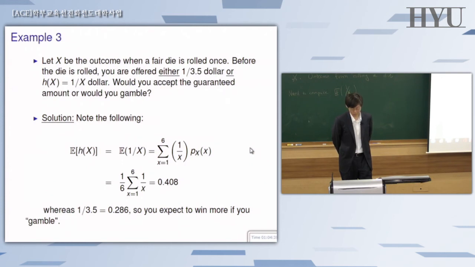So it's 0.08. Then if you compare that with the fixed amount of prize, in case you don't choose to gamble, that's less than 0.3. So actually in this case, you pay off on average by playing the game, by gambling.